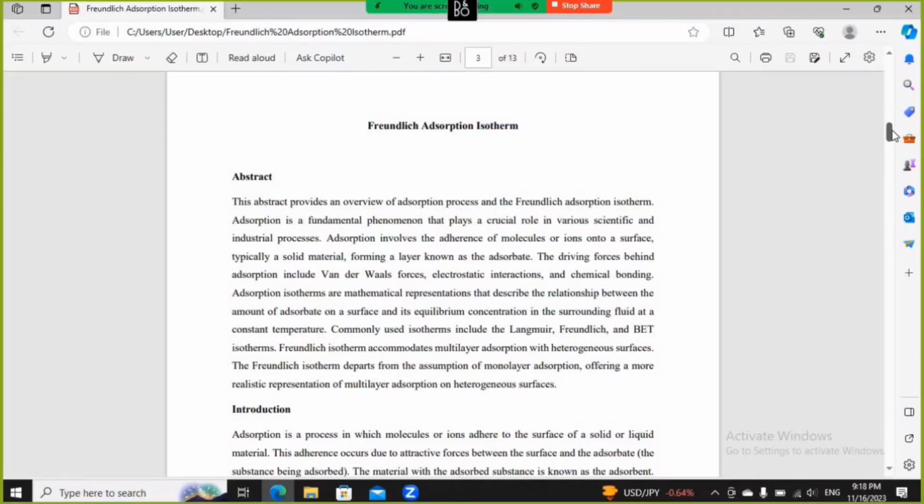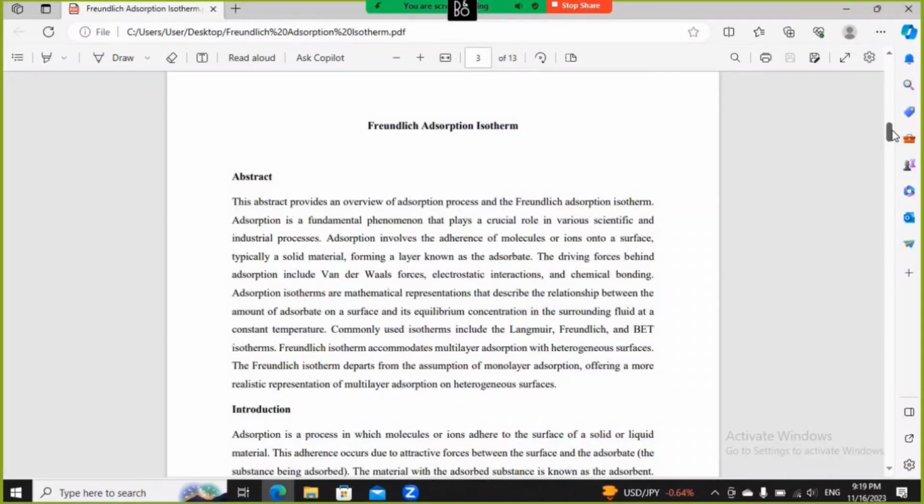These articles provide an overview of adsorption process, adsorption isotherms, and Freundlich adsorption isotherm in detail. Adsorption is a fundamental phenomenon that plays a crucial role in various scientific and industrial processes. What is adsorption? Adsorption involves the adherence of molecules or ions onto a surface, typically a solid surface. And the driving forces behind adsorption are van der Waals forces, electrostatic interactions, and chemical bondings.